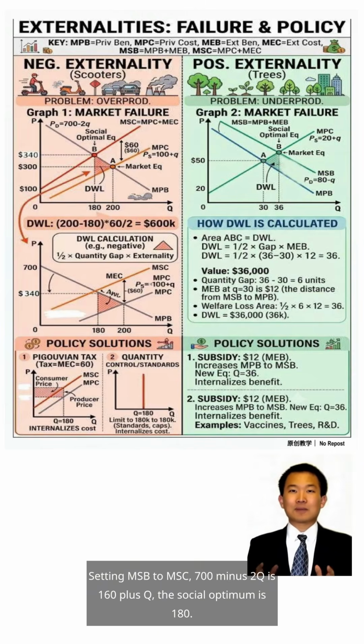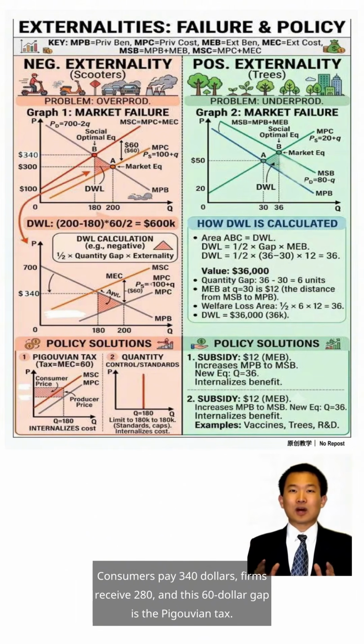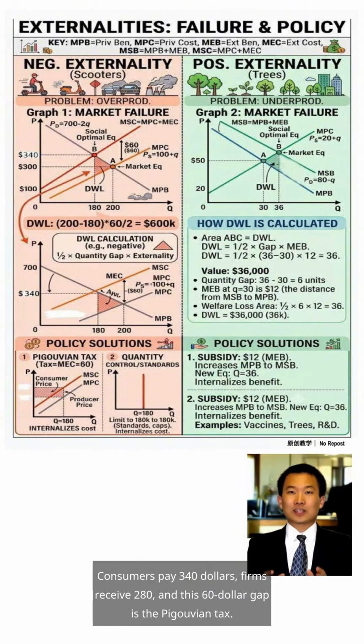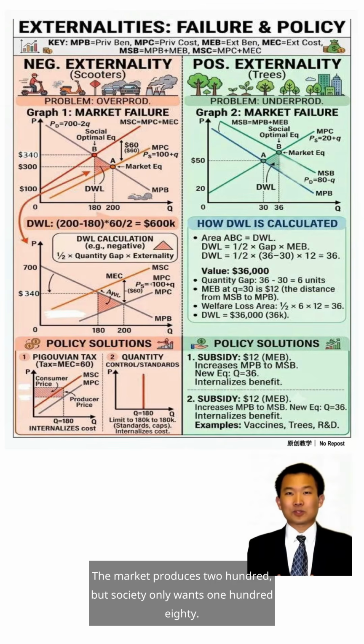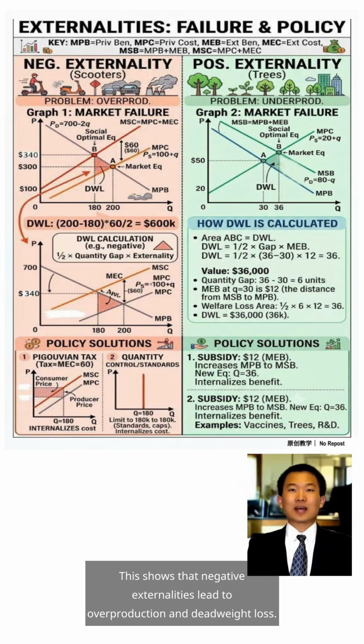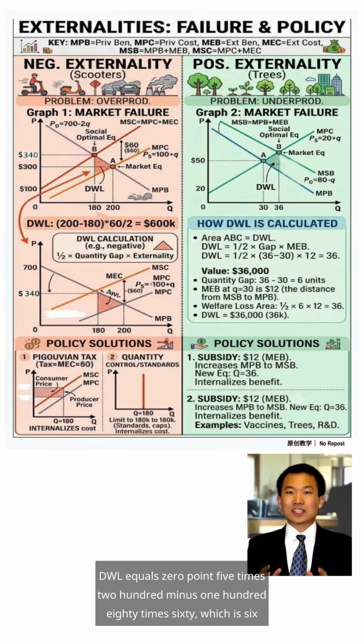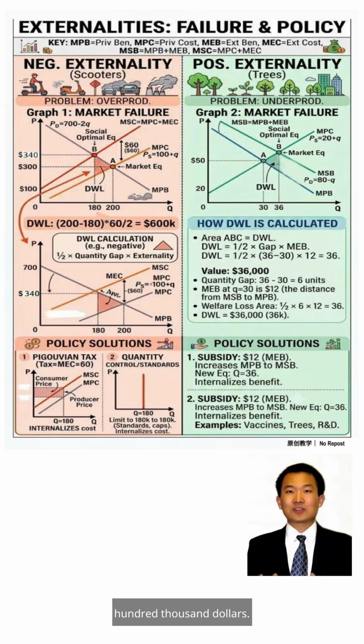Setting MSB equal to MSC, 700 minus 2Q equals 160 plus Q, so the social optimum is Q equals 180. Consumers pay $340, firms receive $280, and this $60 gap is the Pigouvian tax. The market produces 200, but society only wants 180. This shows that negative externalities lead to overproduction and deadweight loss. DWL equals 0.5 times (200 minus 180) times 60, which is $600.